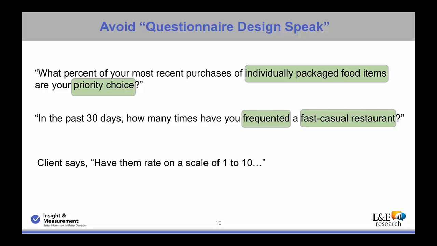And then clients say, have them rate on a scale of 1 to 10, and they start giving you the attributes. I'm just curious, do they mean a unipolar or bipolar scale? Well, this is what I call just bad questionnaire design habits, and unfortunately everybody thinks they can write them. So anyway, talk to people, get out of questionnaire design speak.